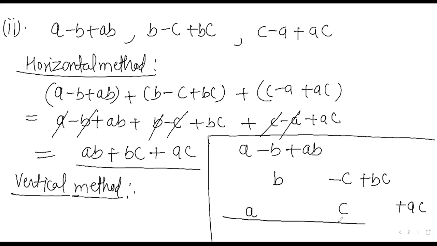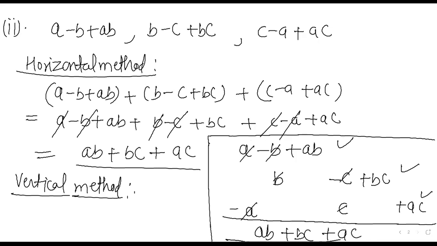Now you will add. Look at this thing. Here A has a minus sign, so put down the minus sign. Now look, A plus and A minus will cancel out. B plus and B minus cancel out. C plus and C minus cancel out. Now what is remaining? AB plus AB is remaining, BC is remaining, AC is remaining. Now look, the answer will be the same in both cases, this one and this one.